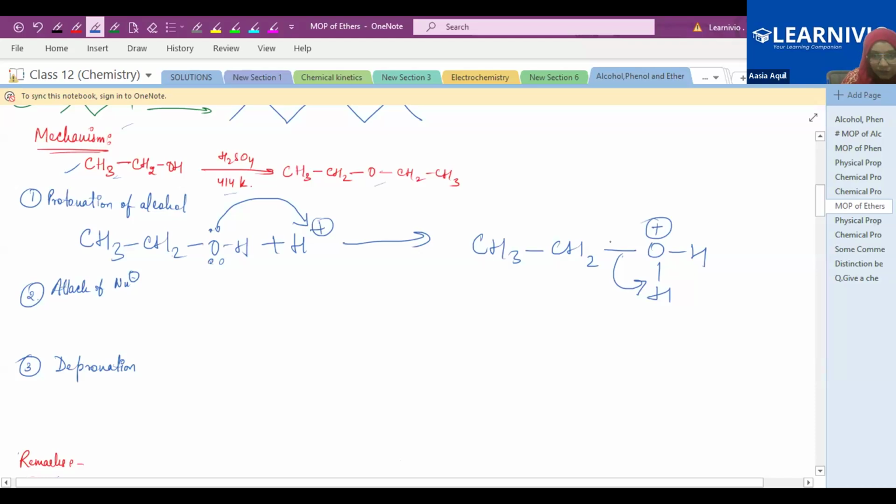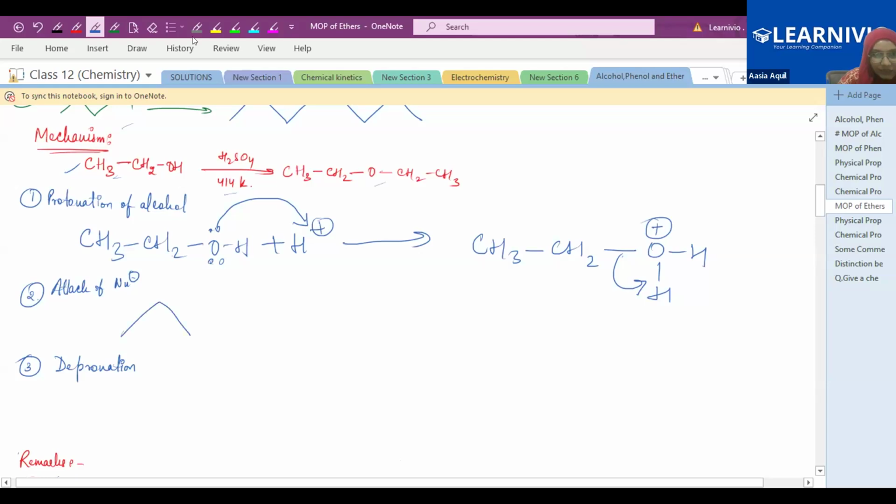So you can't say that it will form the carbocation because it occurs via the SN2 mechanism. And the SN2 mechanism occurs only in one step. It's a one-step mechanism. So the whole process will occur in the first step only: the attack of nucleophile, the protonation of alcohol, and here on this carbon there will be a positive charge. So how will you show it?